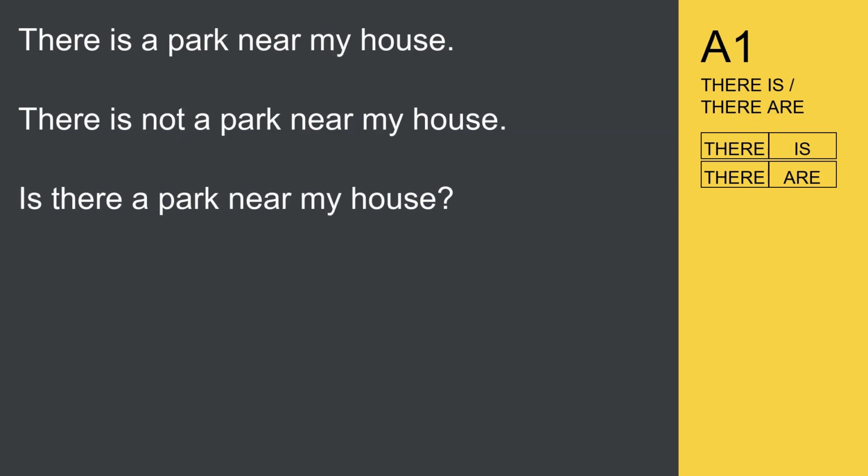There is a park near my house. There is not a park near my house. Is there a park near my house?